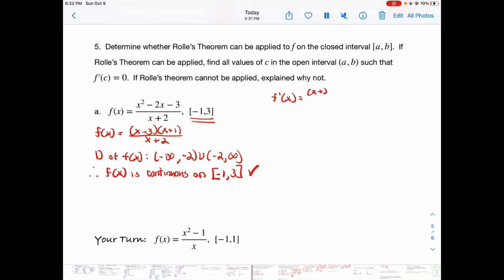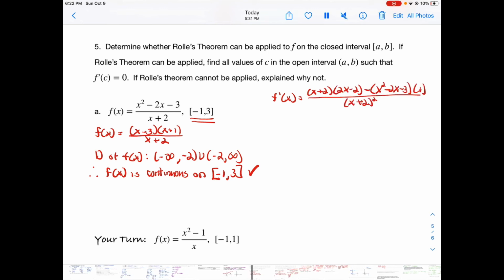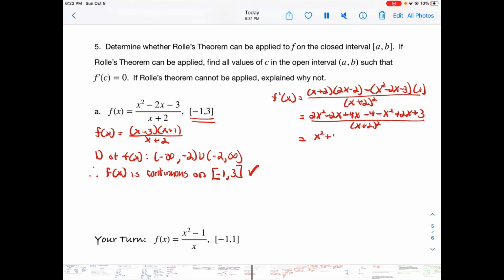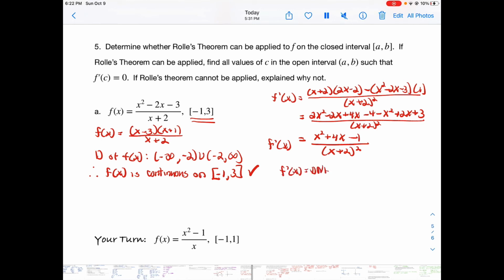We'll use the quotient rule. So our derivative is equal to x squared plus 4x minus 1 divided by x plus 2 quantity squared. And so when is this derivative differentiable? It's differentiable everywhere except when the denominator is equal to 0. So the derivative will not exist when the denominator equals 0. So in this case, that will be at -2.